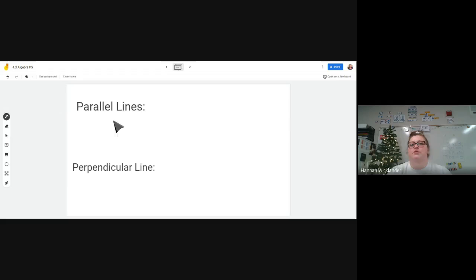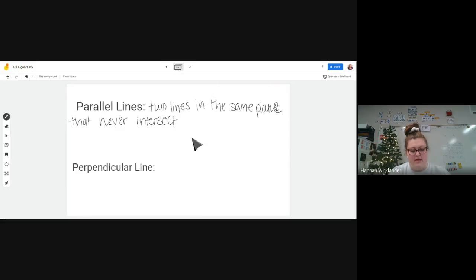So parallel lines are two lines in the same plane, so on the same graph, that never intersect. And what do I mean by intersect? Cross or touch each other. So two parallel lines look like this. They're two lines that would go on and on and on forever and never touch each other.